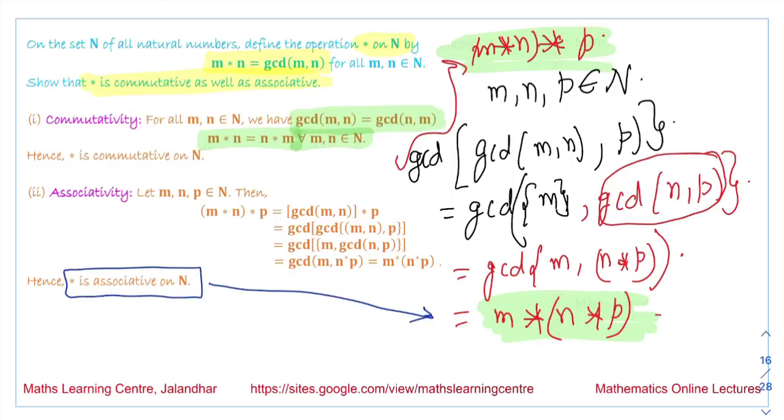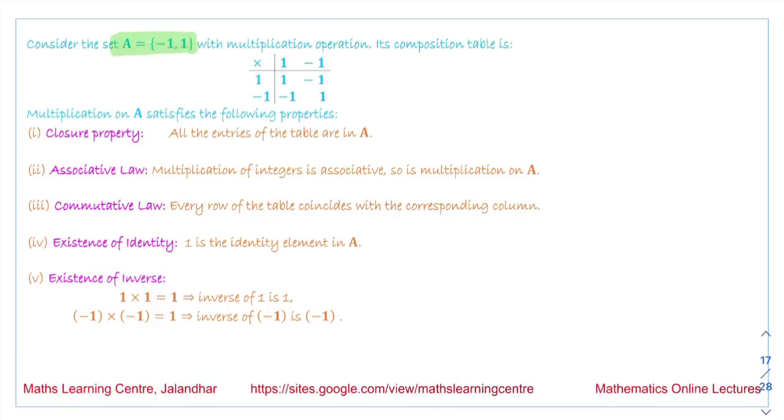Next, we are given a set A. A has two elements, minus 1 and 1. And the operation given to us is multiplication, and we have drawn the composition table over here. The term composition means we are talking about this operation. It is called the composition operation. So this multiplication is given to us.